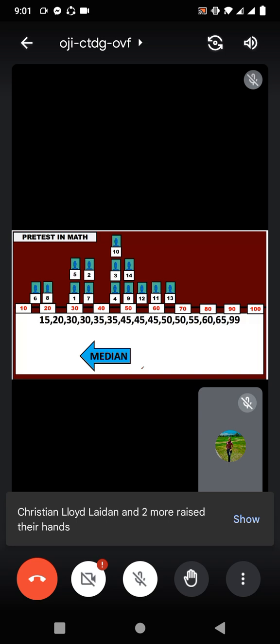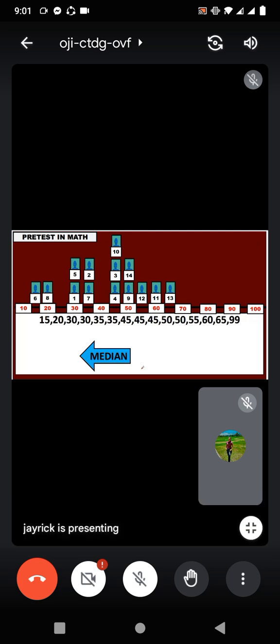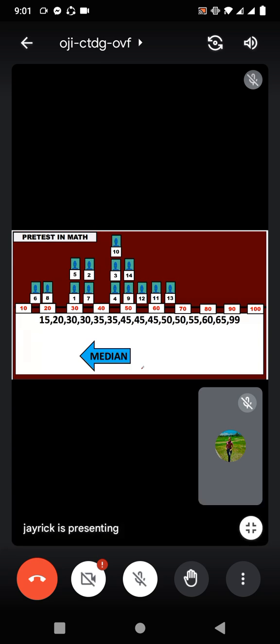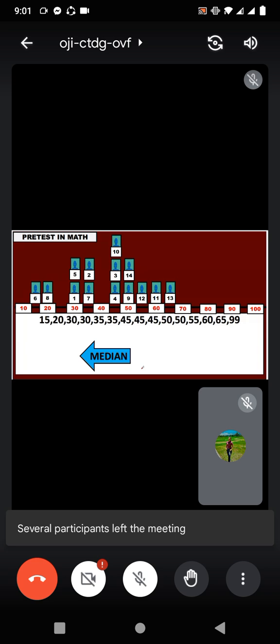Now the question is, is 15 an odd or even number? Rechecking your prior knowledge. Yes, it is an odd number. Now, if the number of scores in the data set is an odd number, still we have to use our two arrows, which will serve as our two fingers.